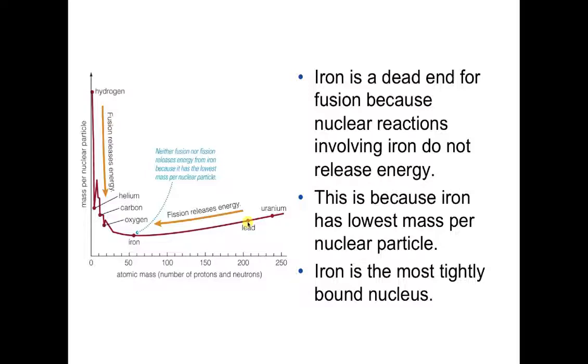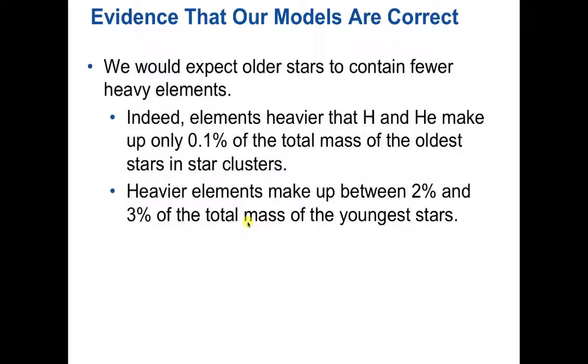So iron is the most tightly bound nucleus. We just can't do anything with it. It's the end of the road for stars. So that iron core is just going to keep contracting until perhaps degeneracy pressure supports it or makes it stop contracting. So we'll talk about what then happens when that iron core does something. What's the last thing that it can do? We'll talk about that in a minute.